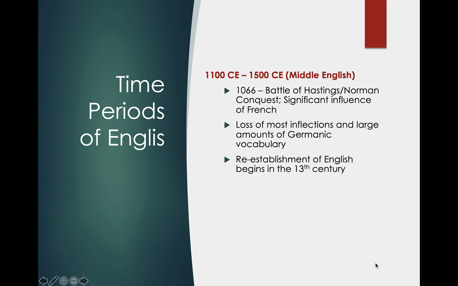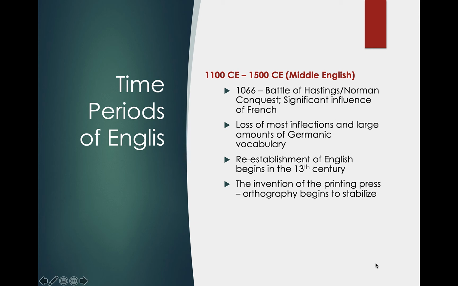The lower classes probably continued to use Old English, but gradually the two languages intermingled and formed a new, hybrid language that was Middle English. It is this new variety of English that began to be re-established as the language of the English people in the 13th century.